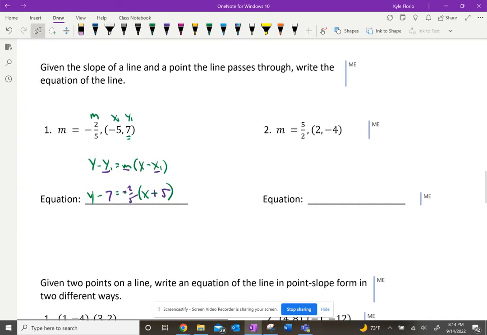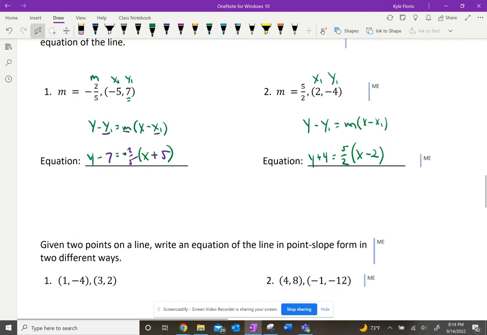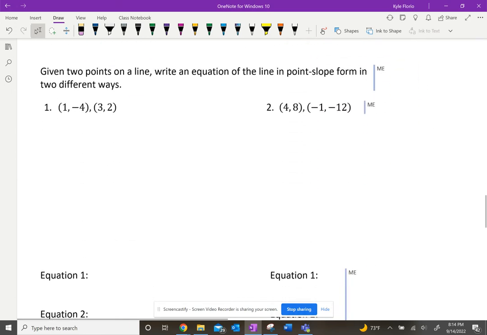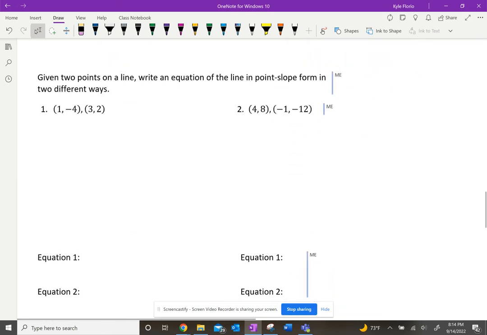So same thing over here. My answer is going to look something like this. So we're going to have y minus y1, so it's -4, so it's going to be +4. M is 5/2. X minus x2, so it's going to be -2. And that's it. Pretty straightforward. These two examples aren't going to be much different.